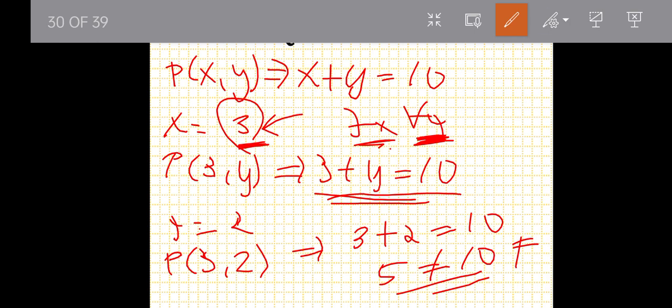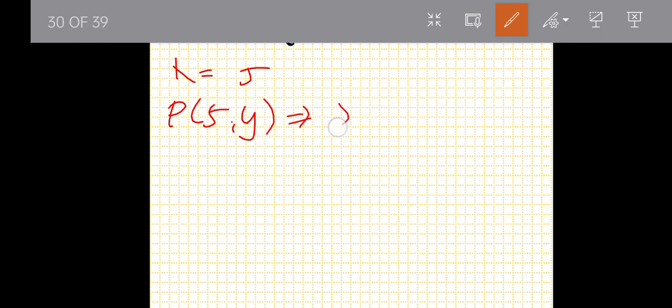Sige, let's have another example. What if x natin is equal to, let's say, 5, then P(5, y) natin is 5 plus y is equal to 10. And y naman natin, mag-assign tayo ng y, let's say 3 yan siya. Okay? Or 5, let's say 5.